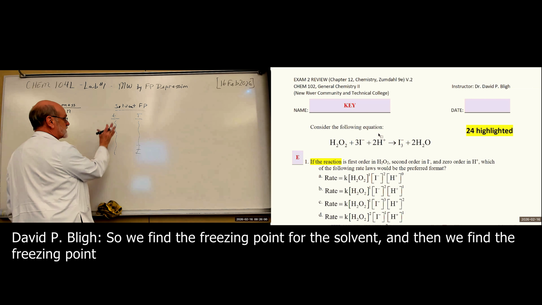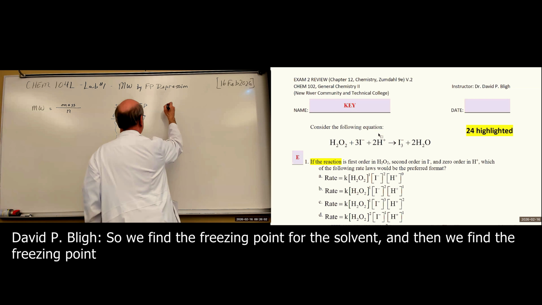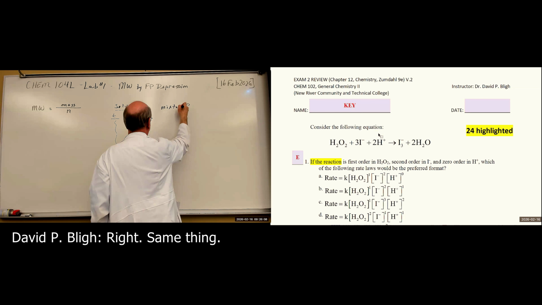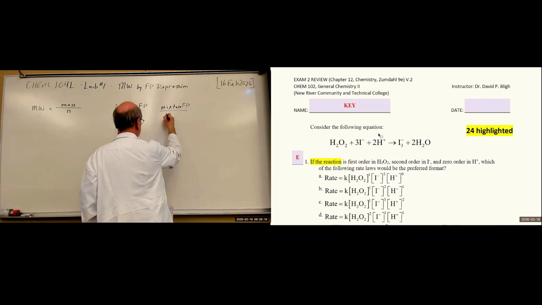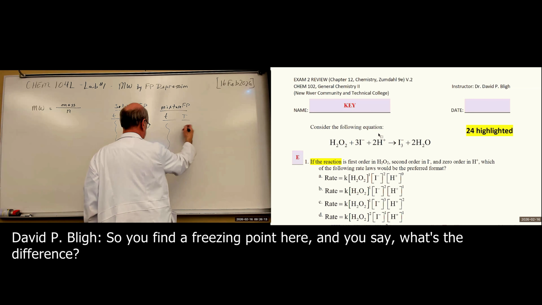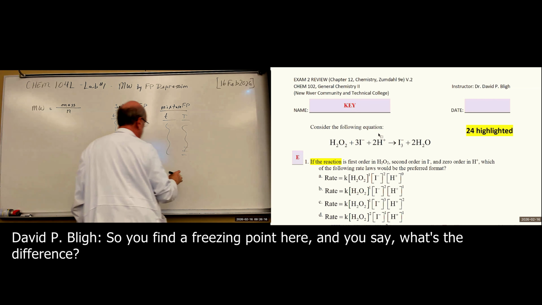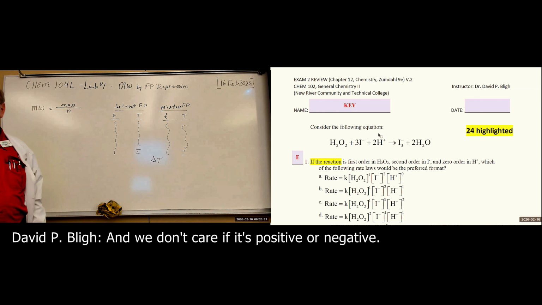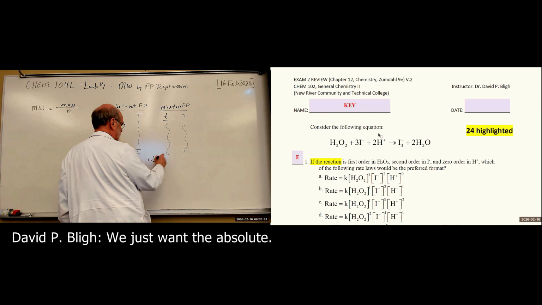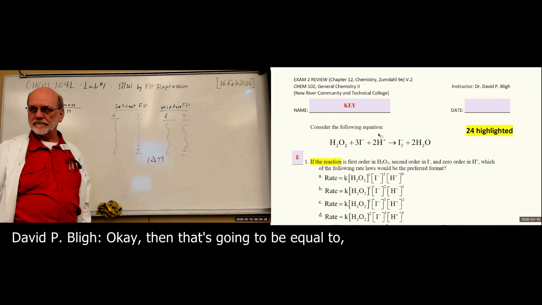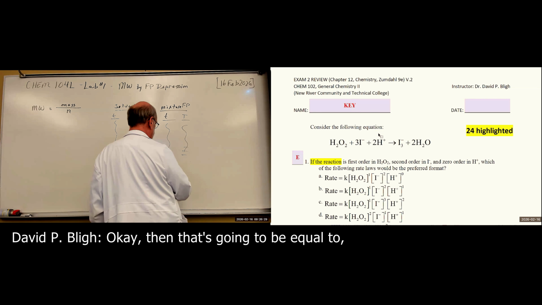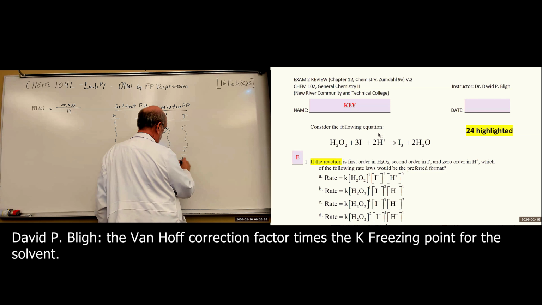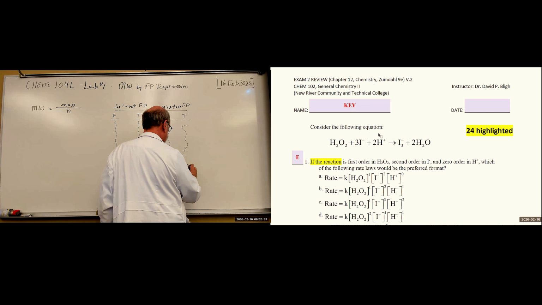So we find the freezing point for the solvent, and then we find the freezing point for the mixture. Same thing. You find a freezing point and you ask, what's the difference? We don't care if it's positive or negative, we just want the absolute value. That's going to be equal to the Van't Hoff correction factor times the K freezing point for the solvent.